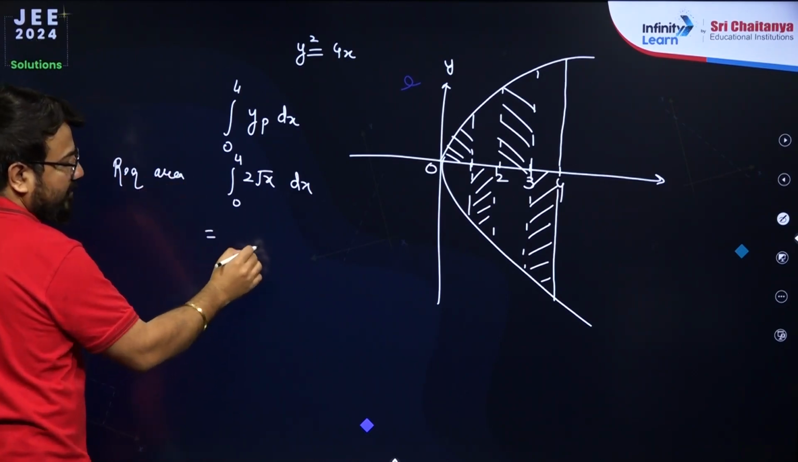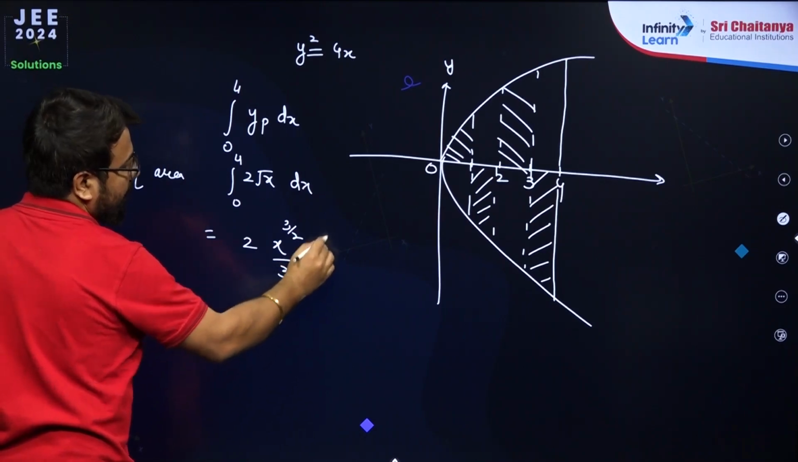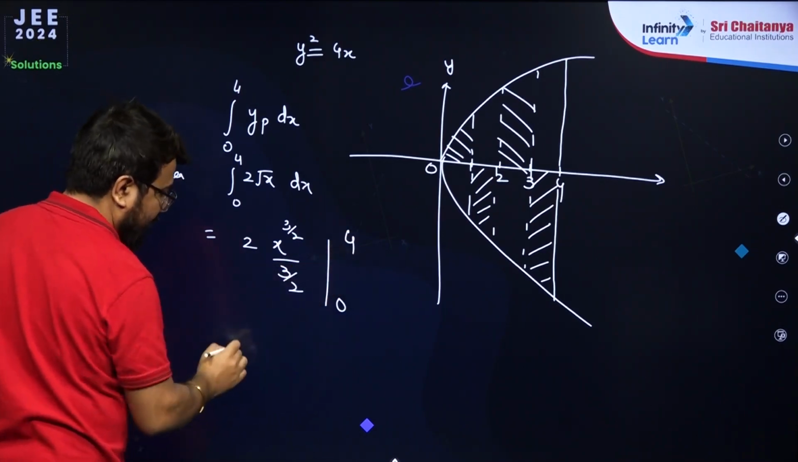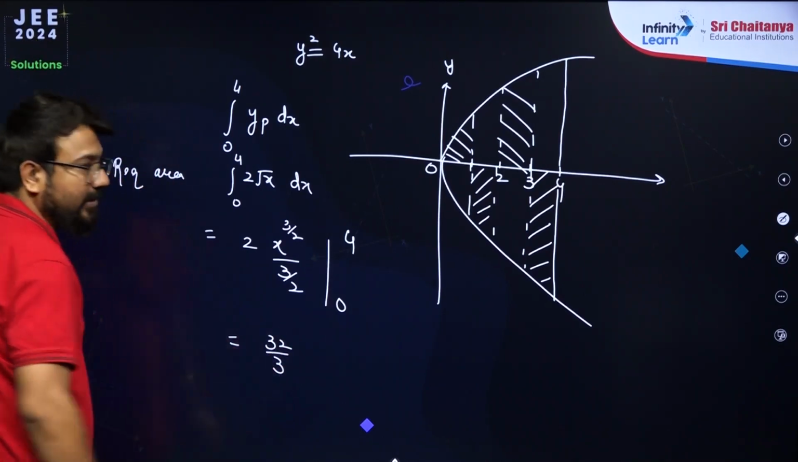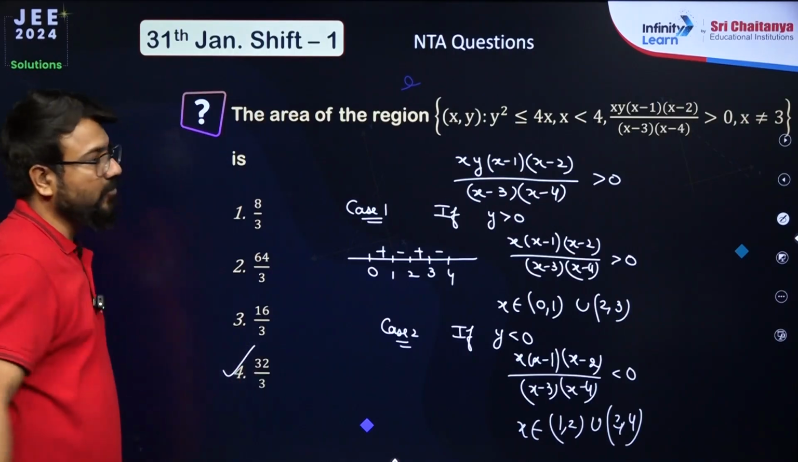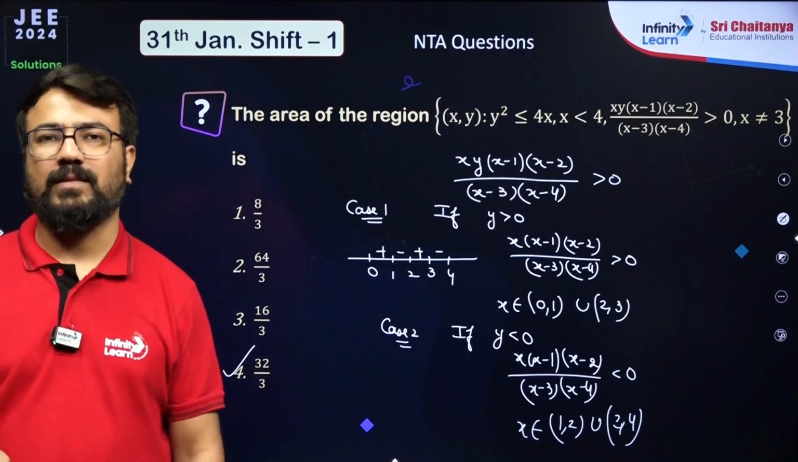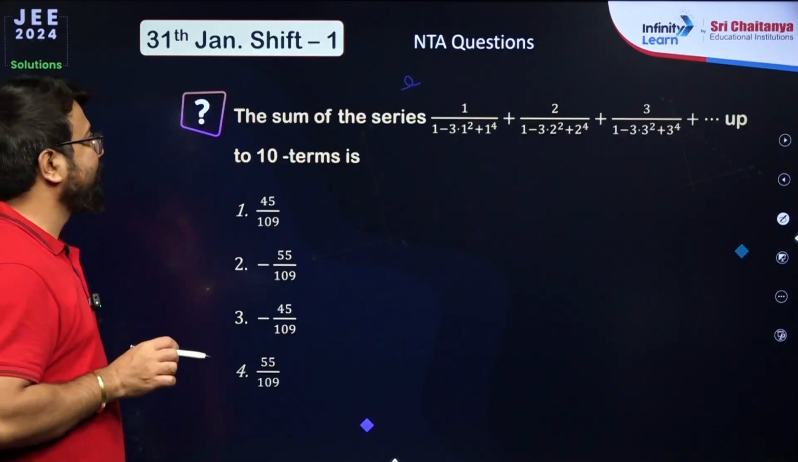Now its integration is very easy. X raised to the power half plus 1 upon half plus 1. And we just need to apply the limits. Finally, on solving this, I will get the answer as 32 over 3. 32 over 3 is given to us in option 4. That is why option 4 will be the final answer. I hope you understood how we plotted the graph and how we got the area.